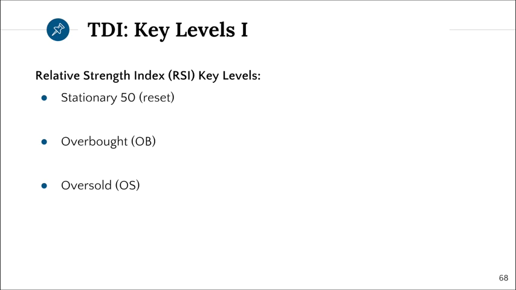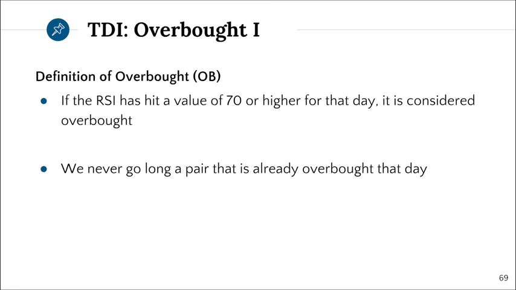The stationary 50, which is that stationary middle black line that I was showing you, we're going to also refer to sometimes as reset. You also have overbought and oversold. So let's start there. Overbought is the 70 value on the RSI.